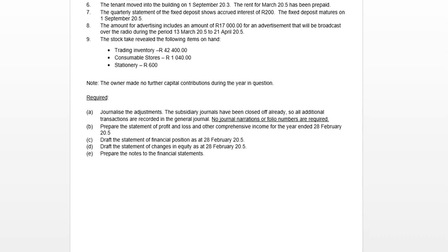Okay, so what is required from us? So firstly, we need to journalize the adjustments within our general journal. We need to prepare our statement of profit and loss and other comprehensive income for the year ending 28th of February 2005. We're going to draft our statement of financial position. We will draft our statement of change in equity, and we'll prepare the notes to the financial statements as at the 28th of February 2005.